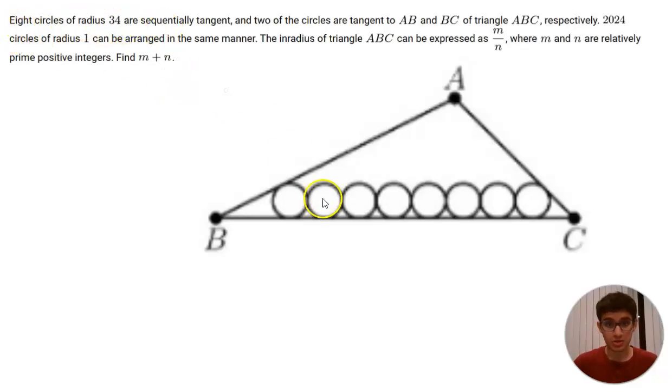So 8 circles of radius 34, that's what we're shown over here. They're sequentially tangent, so each one touches the other. And you can also represent this as 2024 circles of radius 1. Right? So they'd be smaller and they'd be like this, and they would also be sequentially tangent.